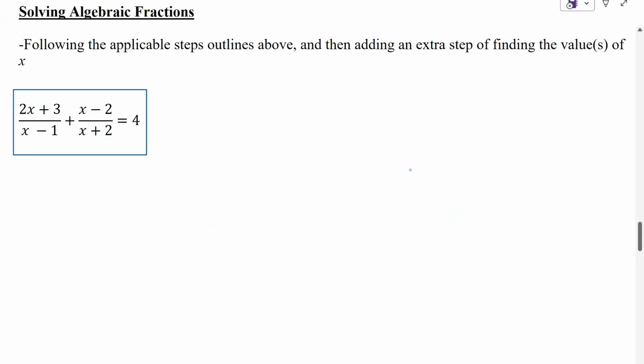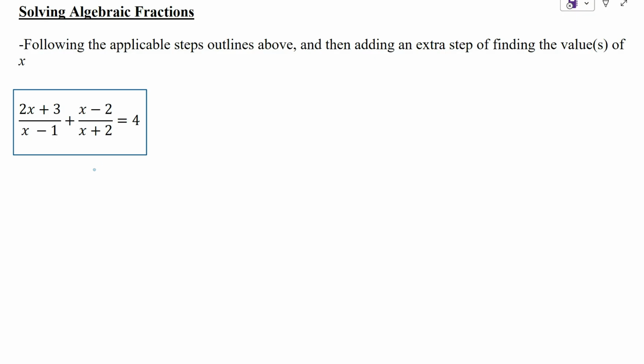Okay, lastly, we're going to look at solving algebraic fractions. Now, if you've been following along the algebra series, you'll know that solving just means to find a value or values for x. And when it comes to algebraic fractions, we can get any type of question. We can have addition, subtraction, multiplication, or division, and that will just equal something. It might equal a number, it might equal another term. And what we need to do is follow the same steps that we looked at earlier in this video. And then once that is done, we need to actually find the values for x.